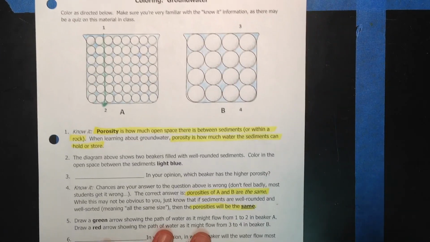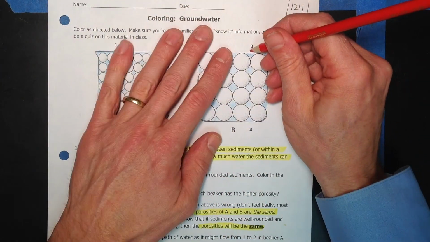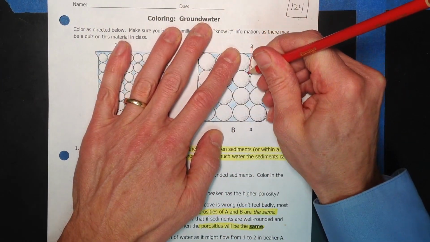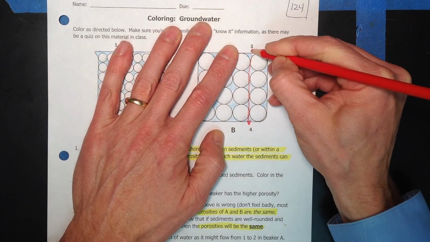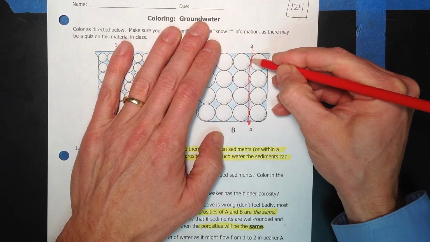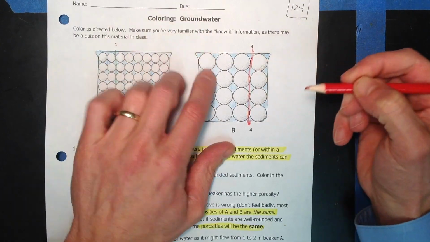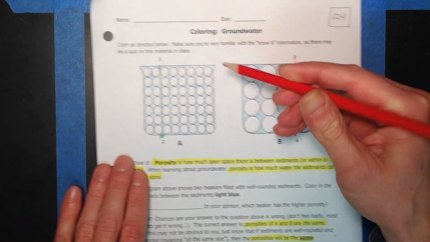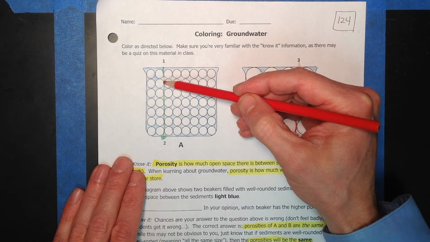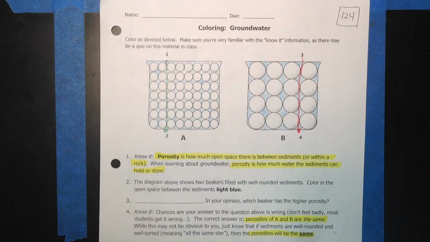And then 3 to 4 in beaker B. Here, you'd have the water flow like this. Okay, that's our red arrow. So it would slow down here, here, here, here. Only 4 times, really, where the sediments meet and there is a squeeze between. Here, it would slow down 1, 2, 3, 4, 5, 6, 7 times.